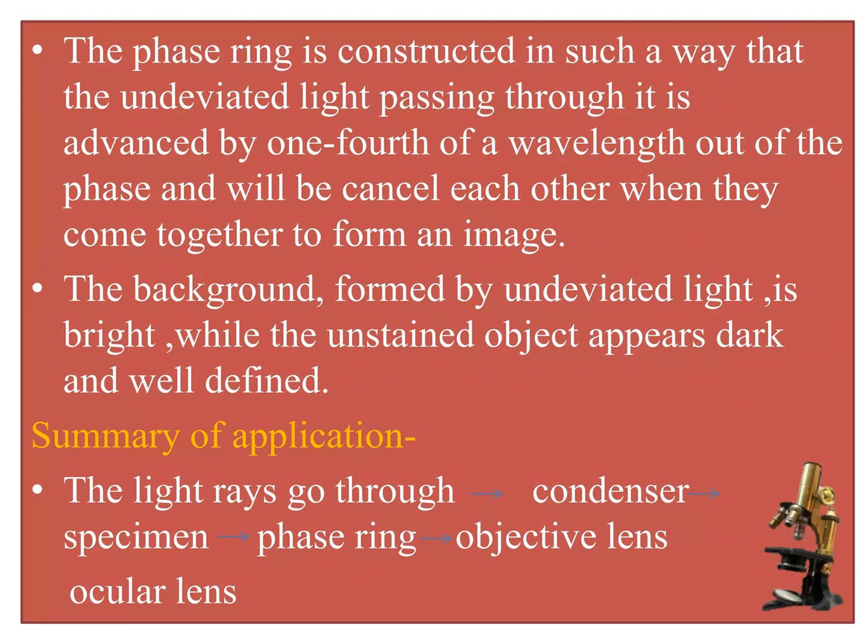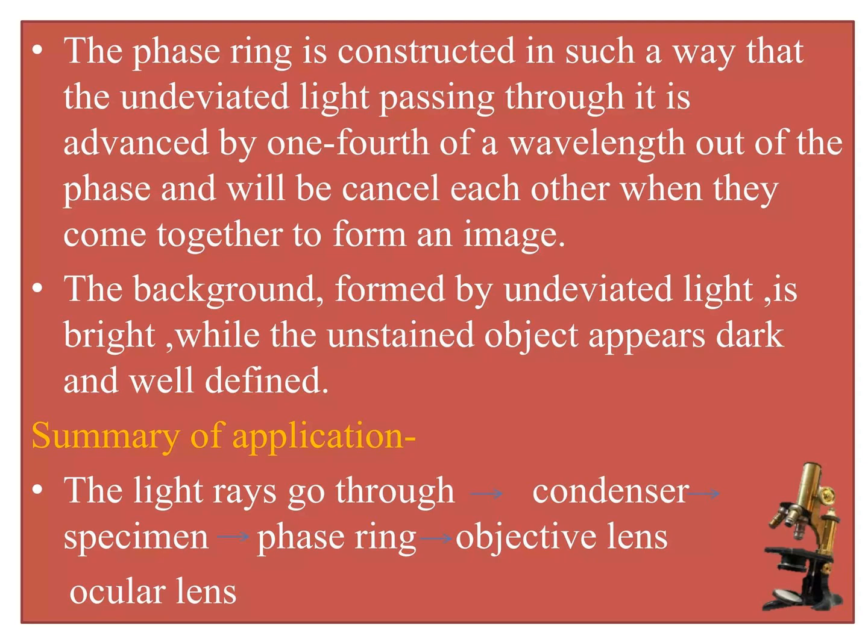The phase ring is constructed in such a way that the undivided light passing through it is advanced by one-fourth of a wavelength, out of phase, and will cancel each other when they come together to form an image. The background formed by undivided light is bright, while the unstained object appears dark and well defined.